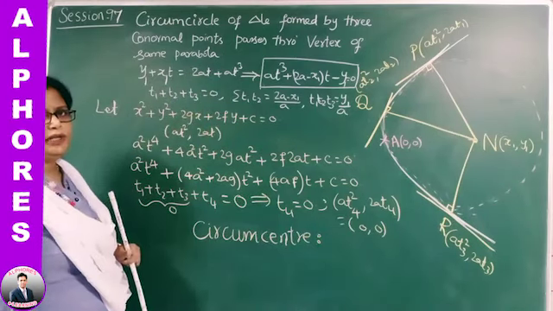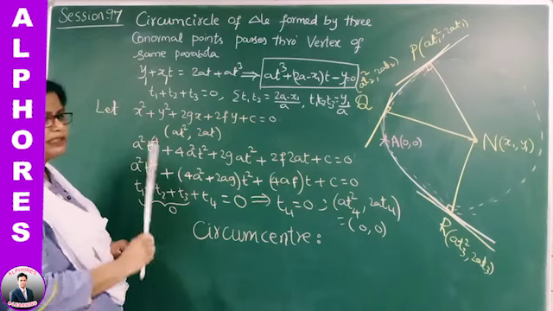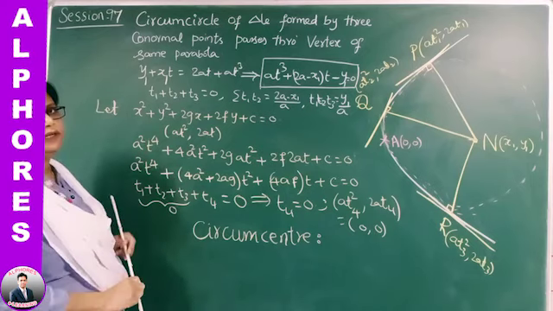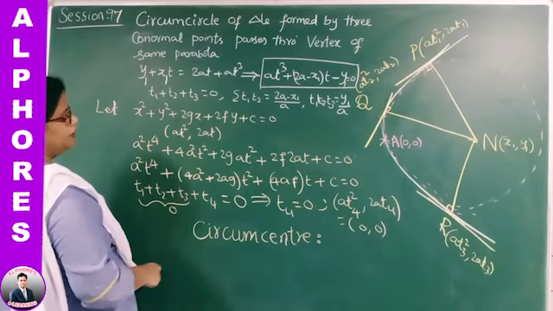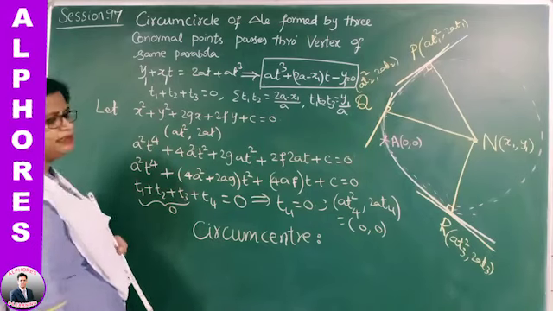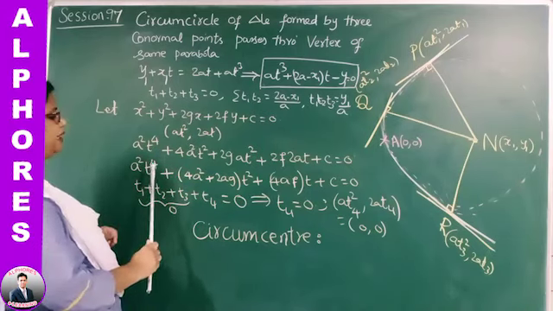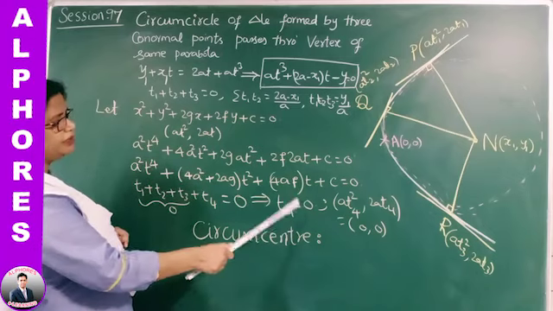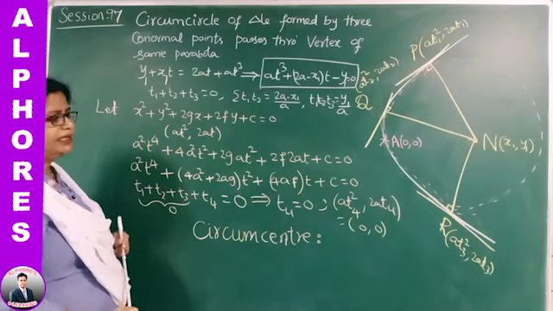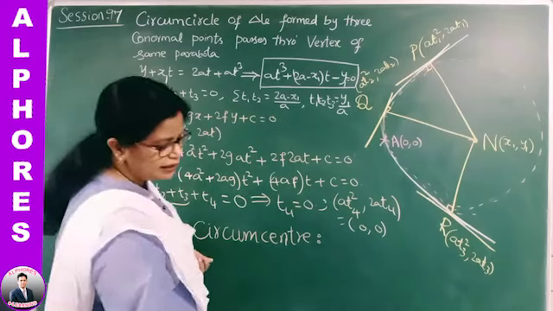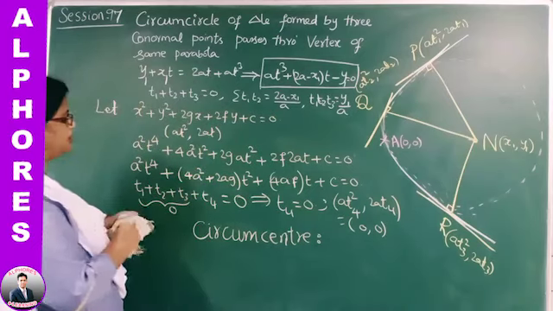Then how to obtain the center of this circumcircle, or circumcenter? And now you can observe, students, from this biquadratic, only the sum of the roots you got, that the circle passes through the vertex. And suppose if you write the other values, that means what about here?